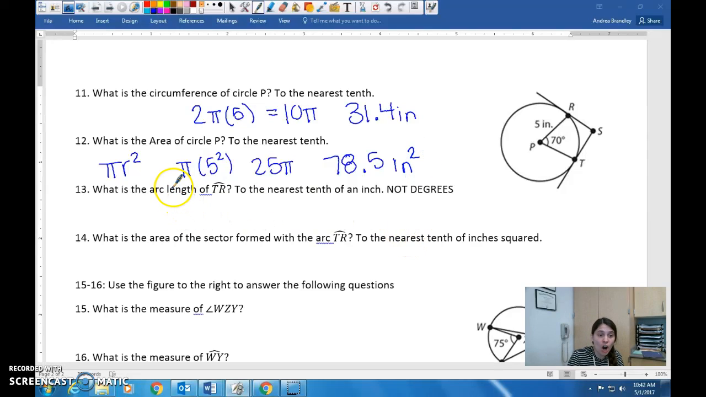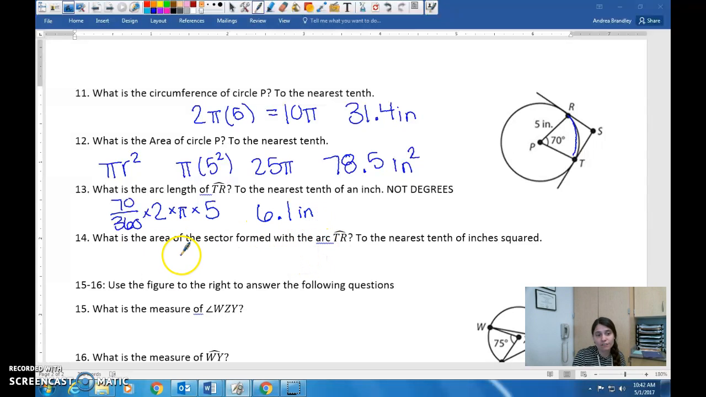And then it's asking for arc length. Arc length, we actually did one up earlier. We find our section of the circle, so it's asking for TR, so it's 70 degrees out of 360. And then we multiply that by the circumference, which is 2 pi and a radius of 5. So if I enter that in my calculator, I'm left with about 6.1 inches.